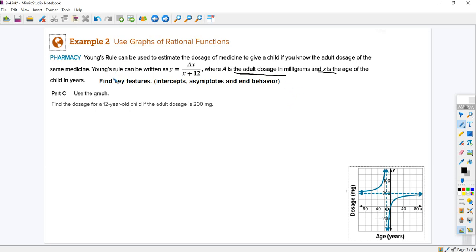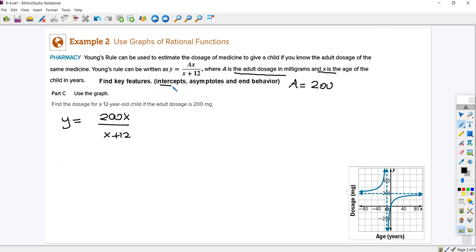So first, find the function. The question says find the dosage for a 12-year-old. Or before that, in the question, we are given that 200 milligrams is the adult usage. That means A is equal to 200. This question is on page 478 towards the bottom. Okay, so if you look at the function now, we don't have A anymore. It's more specified. It is 200x over x plus 12, our rational function. This function represents how much a young child should be given when compared with the adult dosage of the medicine. Alright, so let's answer those.